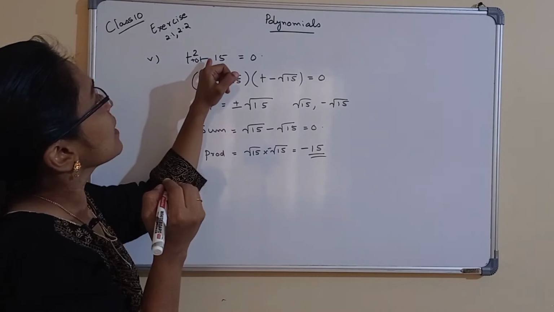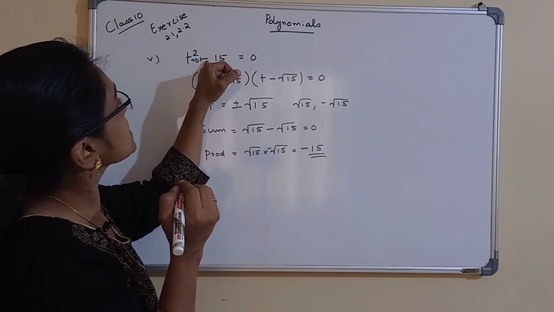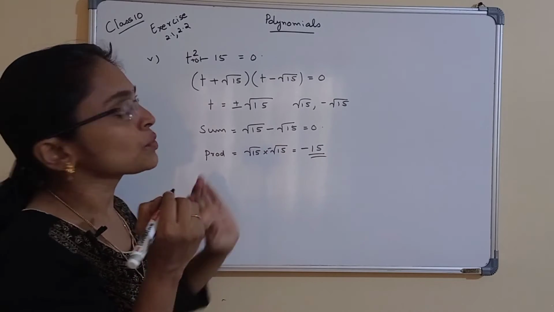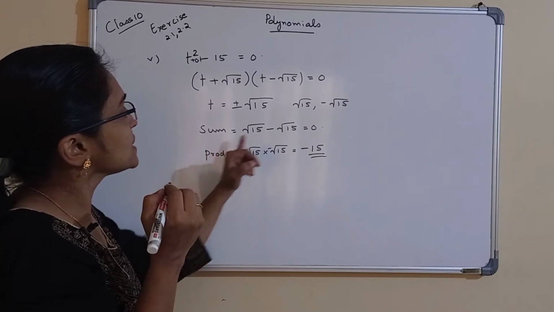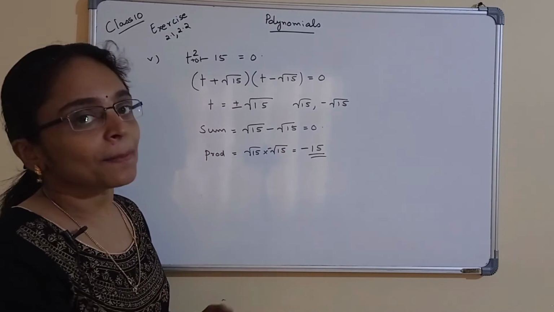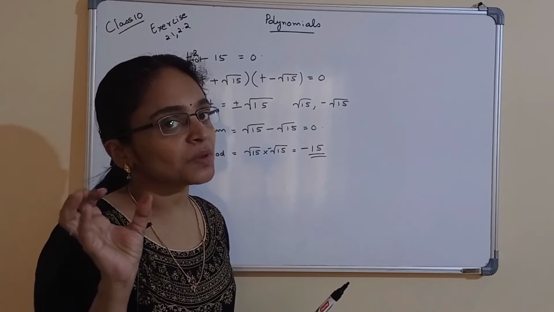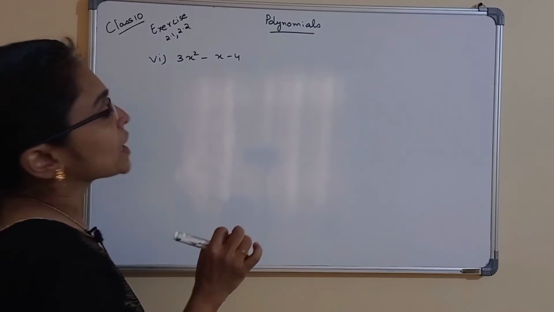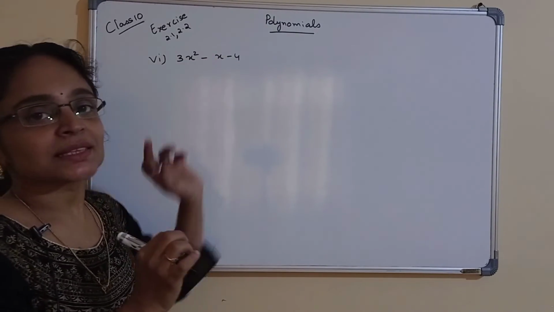And product is c by a. C here is minus 15. Minus 15 by 1, which is equal to minus 15. So sum is 0 and product is minus 15, and the relationship is correct. So what we have done is correct. Okay. Next one, 3x square minus x minus 4.